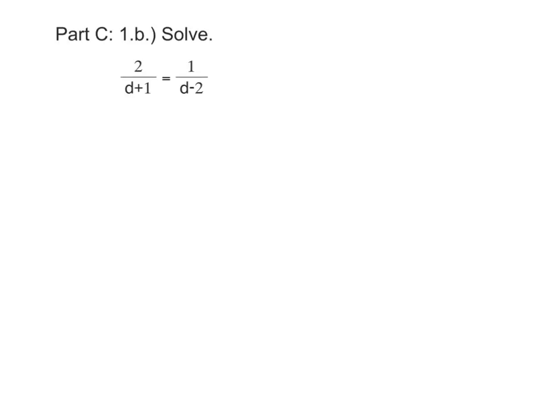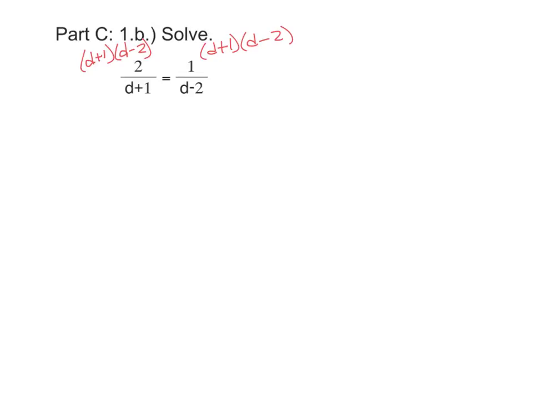Since the denominator of the first fraction has a d plus 1 in it, that means my common denominator would have to have a d plus 1 in it. The denominator of the second fraction has a d minus 2, so my common denominator would have a d minus 2. And what I'm going to do is take that common denominator, multiply the left side of the equation by it, and the right side. So I'll multiply it by d plus 1 and d minus 2 over here.